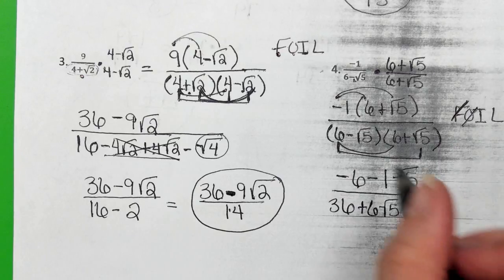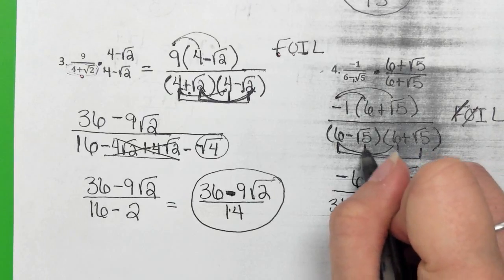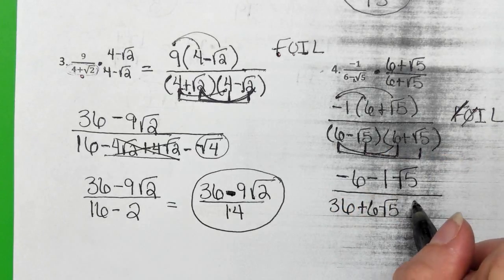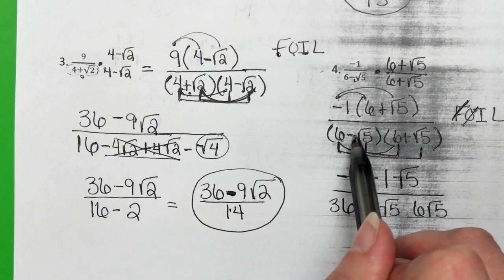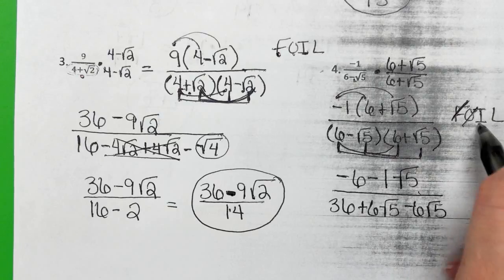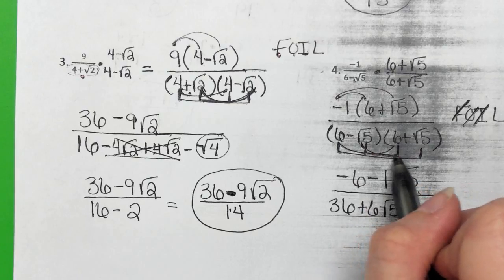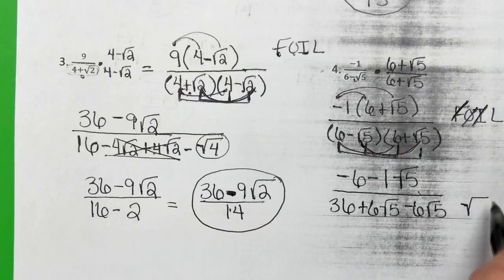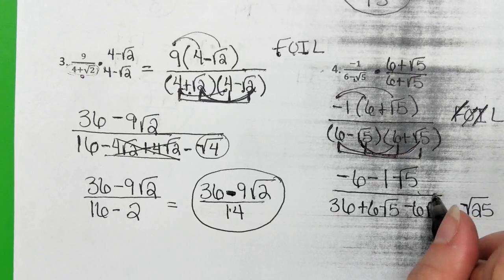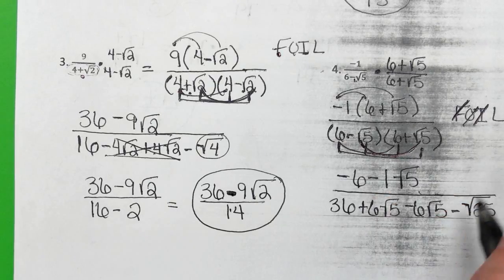What about the inner? 6 and square root of 5. But what kind of 6? Plus or minus? Minus. All right, what's the last? Square root of 5 times square root of 5. What's 5 times 5? 25. All right, what sign goes right here? Minus. A negative and a positive is a negative.